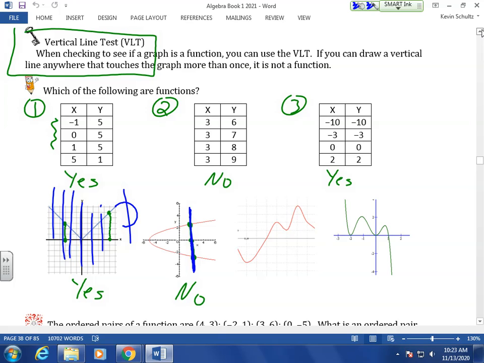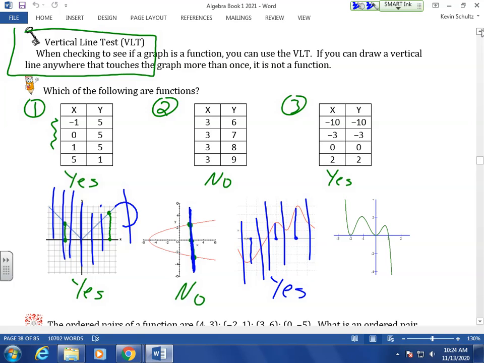Okay. The third one here. Is there any x value that I can identify that I can draw a vertical line to more than one y value? Doesn't seem to be, right? Every vertical line that I put through here only hits the graph once. What does that mean? Function or no? Function. Indeed.